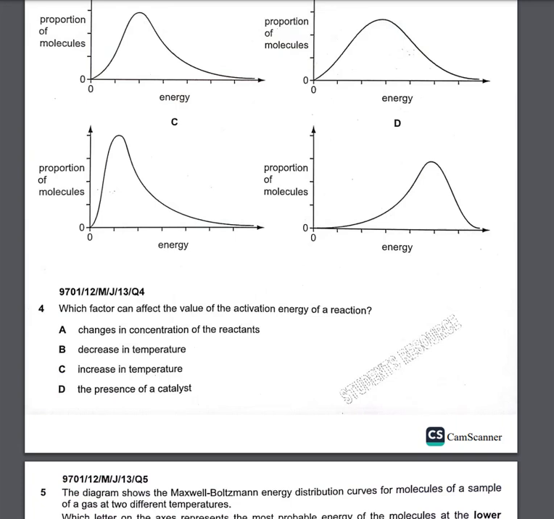Anyways, so question number 4 says, which factor can affect the value of activation energy of a reaction? So increase in temperature, decrease in temperature, temperature never affects the activation energy. The presence of a catalyst, yes it does. So D is your right answer. A is also incorrect. Concentration has nothing to do with activation energy.